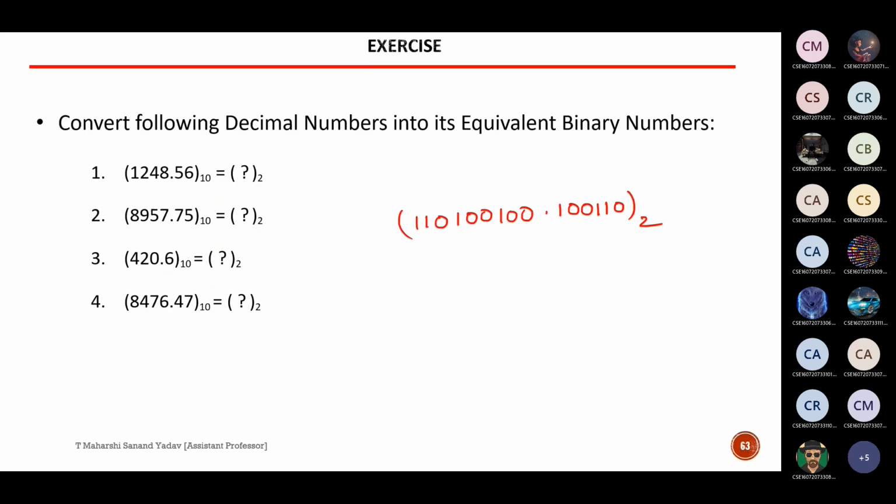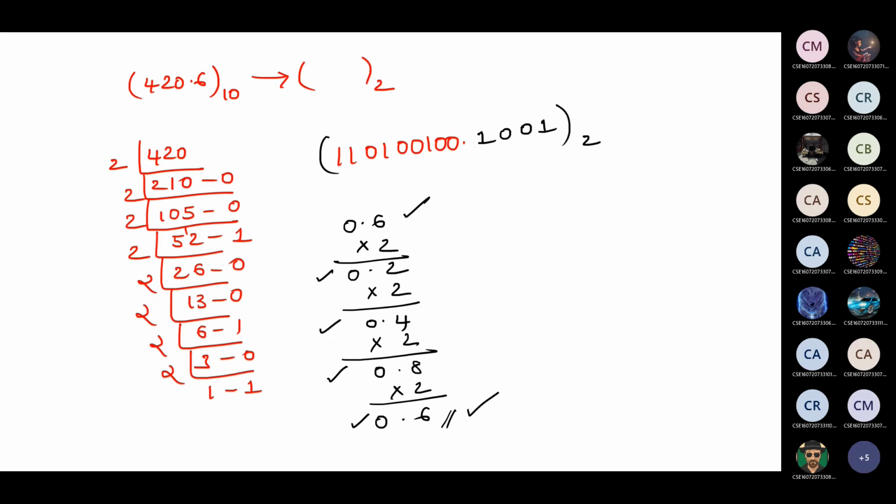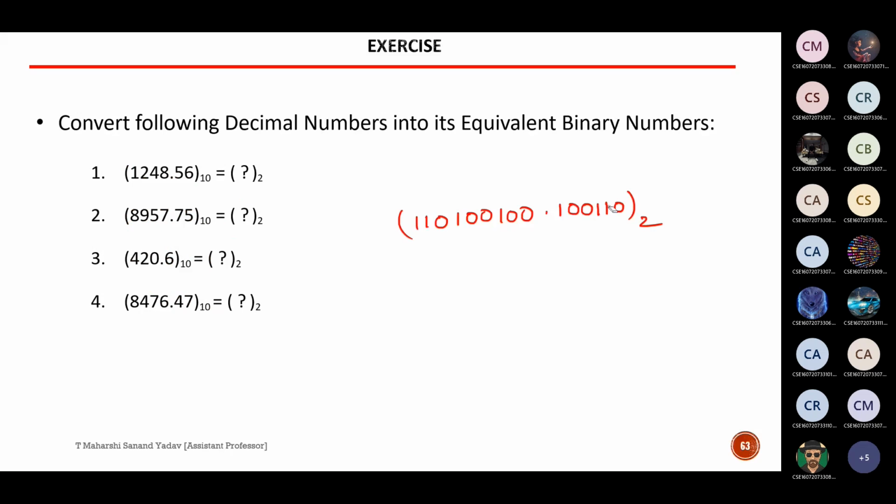So let me check. How much did you get? 110100.1001. Okay, I think you have solved for more number of times. Till here it is enough. However the result is correct only. Clear with this concept? Please note down these questions. In tomorrow's class, I want answers.